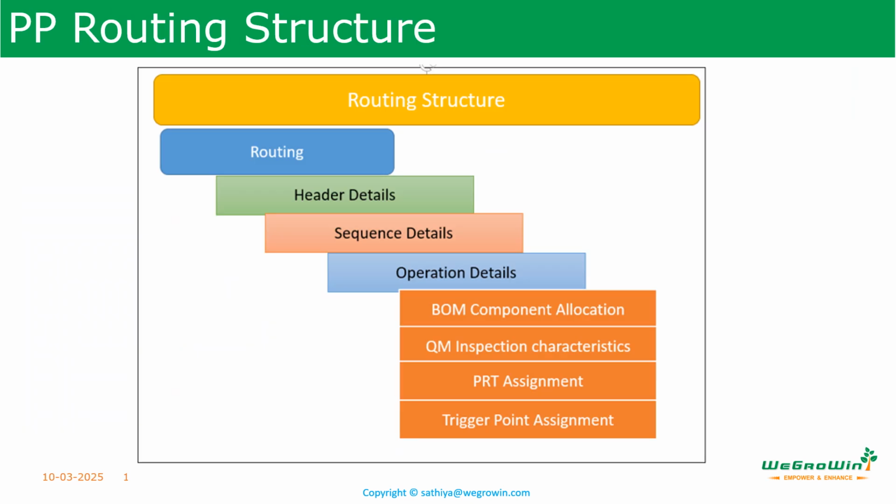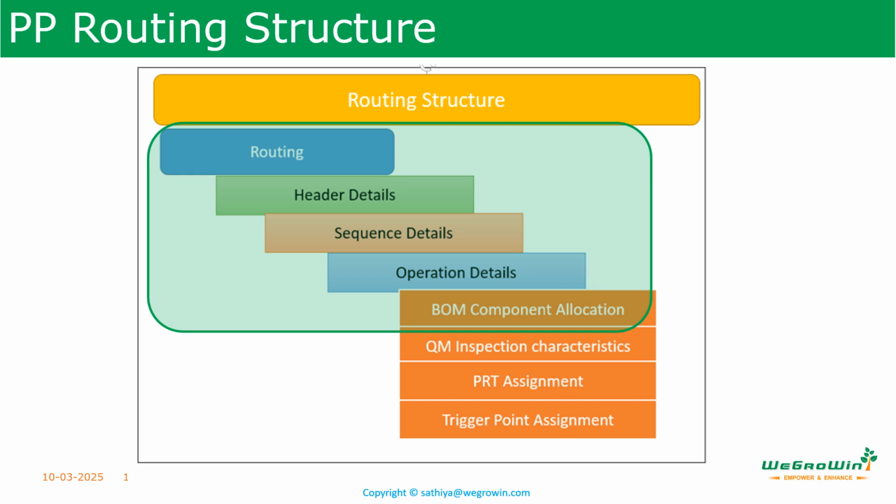As we discussed in the last session on fundamentals of routing, there are different details in the routing: header details, sequence details, operation details, components, QM inspection characteristics, PRT and trigger assignment. In this course, we will be discussing header details, sequence details, BoM and operation details. I already told you, please practice the QM inspection characteristics along with the QM consultants, and then you can practice the PRT and trigger point. There are many inputs available on the internet. That is not a major issue. After learning the fundamentals, it will be easy for you to do it.